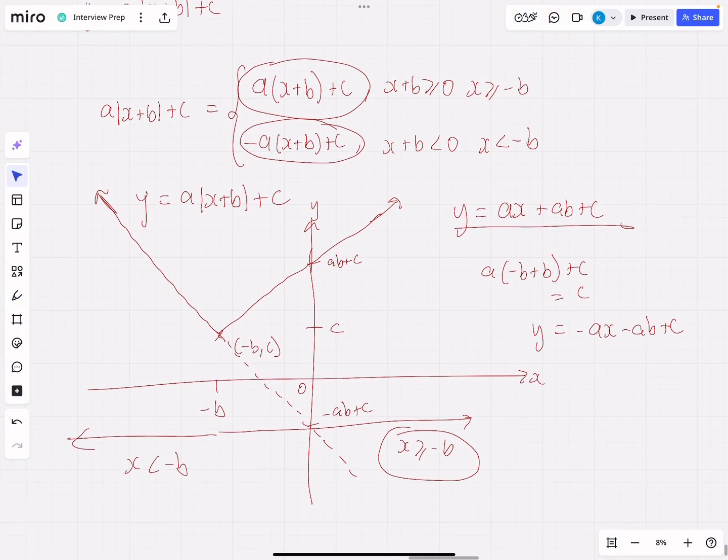So hopefully that newfound understanding of modulus functions and how they work can help you tackle harder modulus graphing. Now that we're done, I'm going to move on to graphing some A-level examples using some of the techniques that we spoke about earlier.